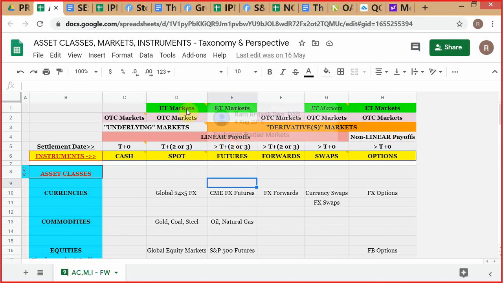Is this clear to everyone? This is how you read the framework, okay? We will explain it a little in detail later on. But this is how you're supposed to read the framework.